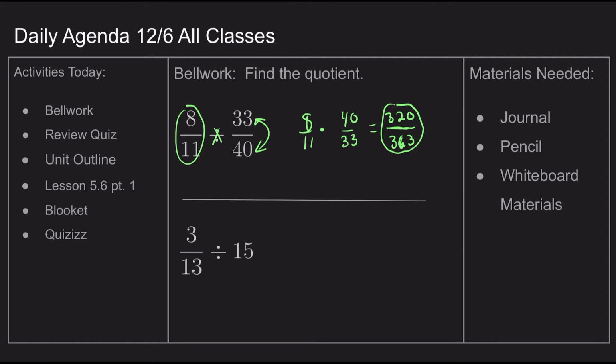All right, down here, same thing. Keep, change, flip. Now, we know 15 is a whole number, but it could be over 1 if we wanted it to be. And then if we were to keep, change, flip, it would be 3 over 13 times 1 over 15. We can simplify this one.